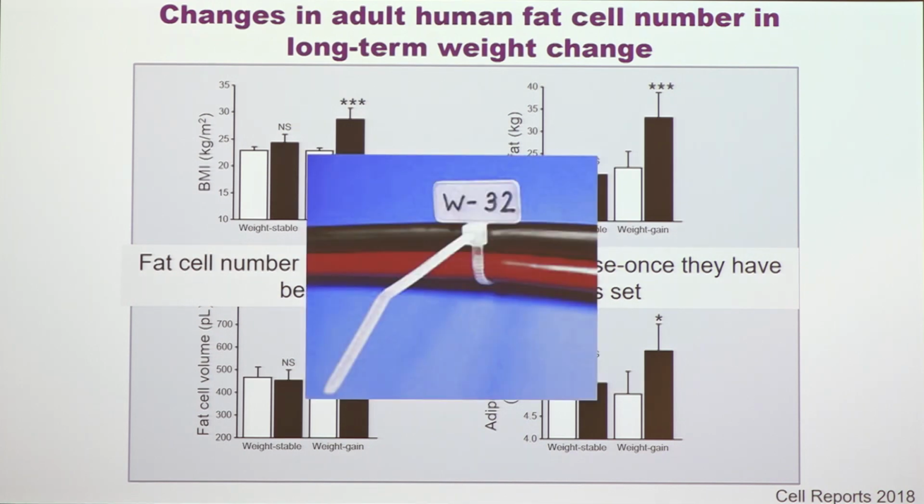So the analogy would be these plastic straps that you put around your cables or your garbage, which you can only pull in one direction. You can never go back. I would say that's the same thing with fat cells. You can only increase your number of fat cells. You can never decrease them. And that's one of the reasons why it's so difficult to lose weight.